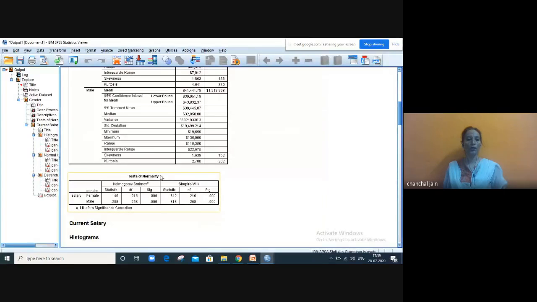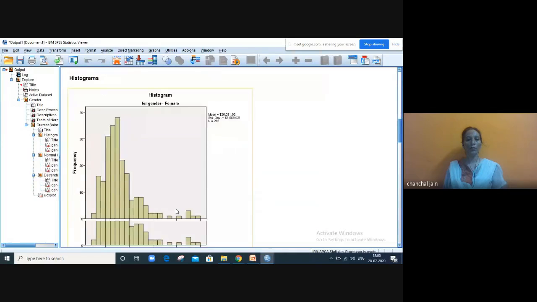And I have told you the hypothesis for these Shapiro-Wilk and Kolmogorov-Smirnov tests is that the variable is normally distributed. That is the null hypothesis. According to the results, we need to reject the null hypothesis. This is showing you that the variable salary is non-normal, means it is not normally distributed along the female and the male group. So this is what we have checked with the help of the numerical method.